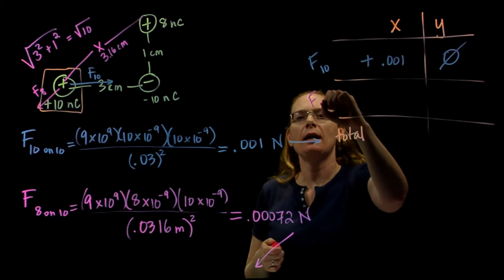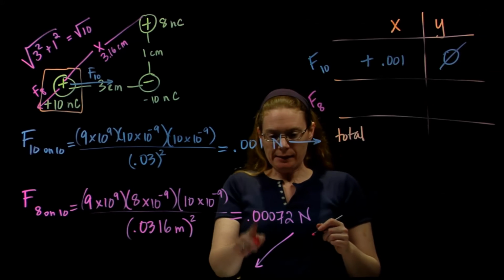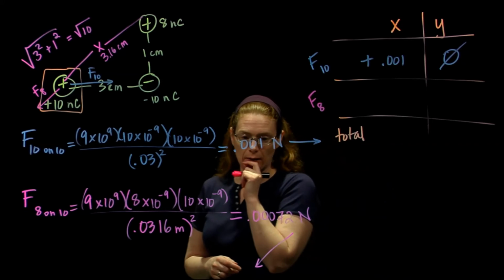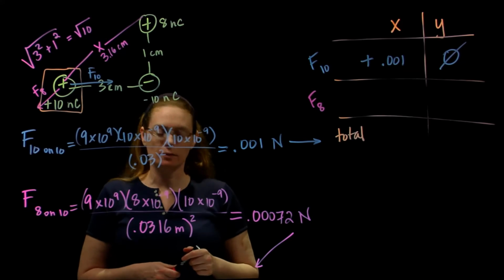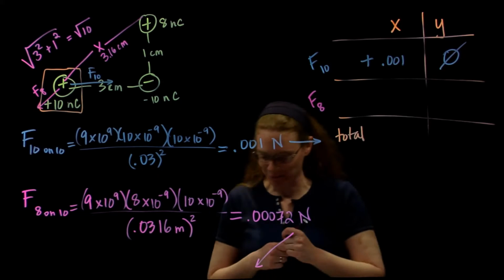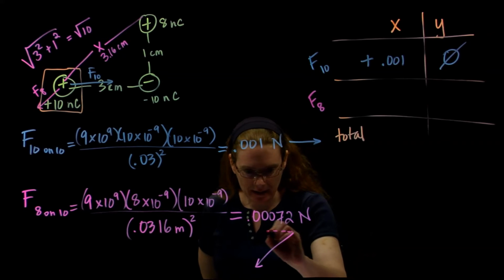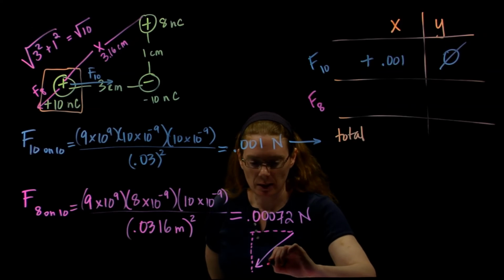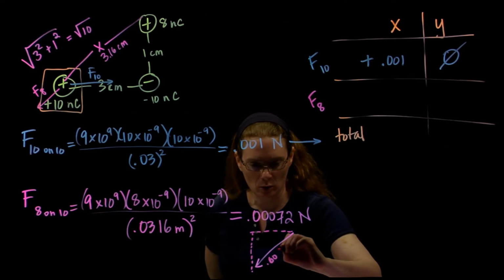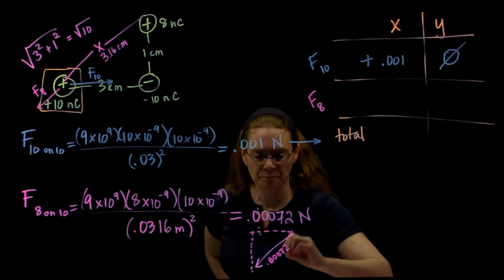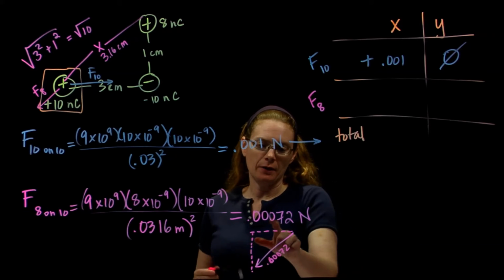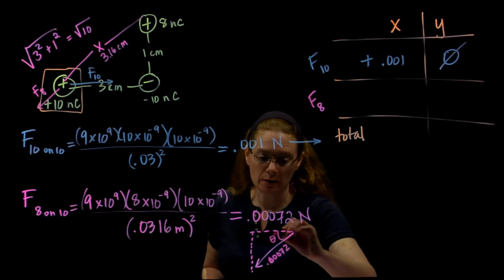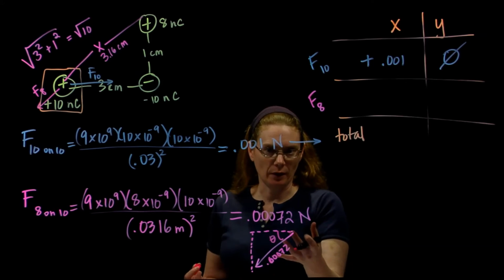So now we've got the force of the 8. Well, that's in both the x and the y directions. So how can I figure out those components? All right, so let's see. I need to know the horizontal component and the vertical component. I know the hypotenuse is the whole thing, 0.00072. In order to figure out these two sides of the triangle, I need to know what that angle is. So what is this angle? Well, how can I figure that out?